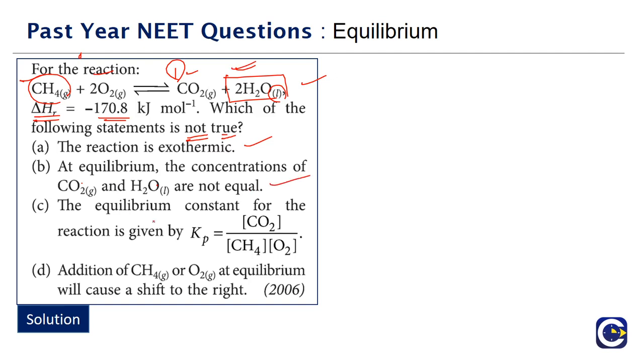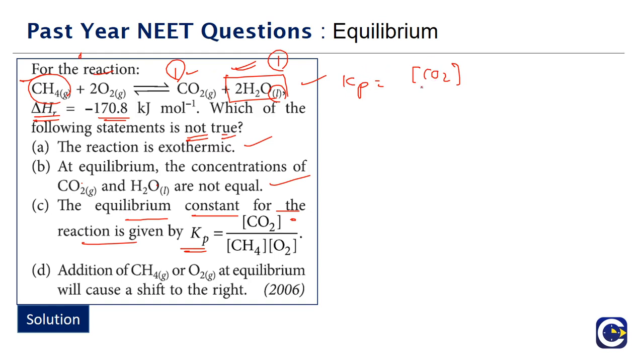Look at option C. The equilibrium constant for the reaction is given by Kp is equal to CO2. Here the parenthesis or bracket indicates what? The active mass. So CO2 active mass divided by CH4 into O2 active mass. Whenever we are writing the equilibrium constant, whether it is a Kp or Kc, we consider the active mass of pure solvent. Here water is a pure solvent. We will consider the active mass of water to be equal to 1.